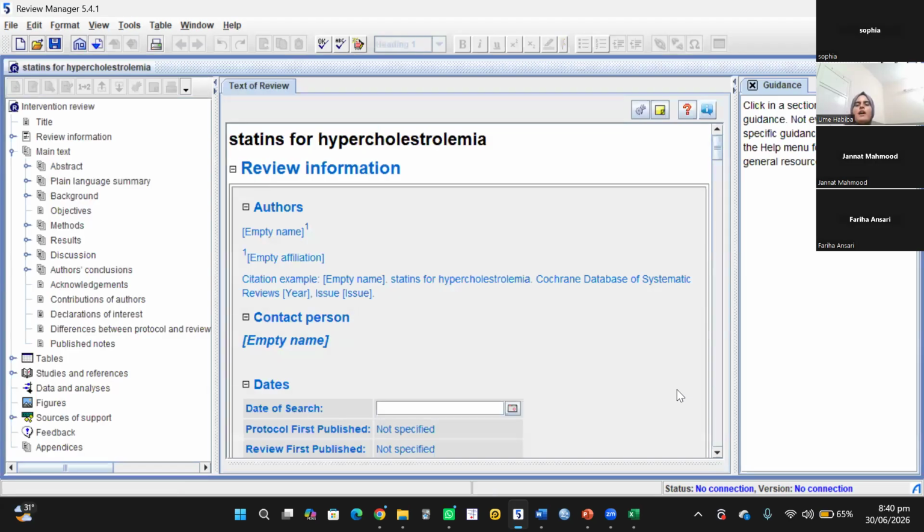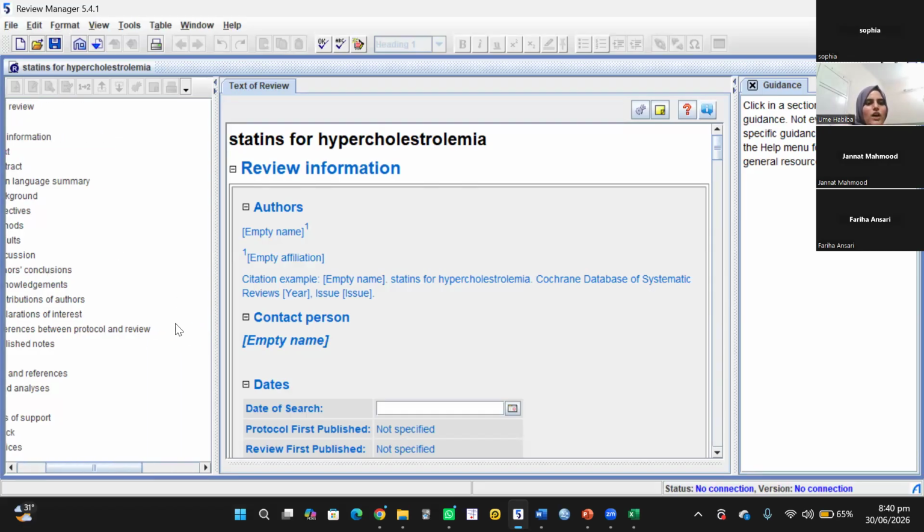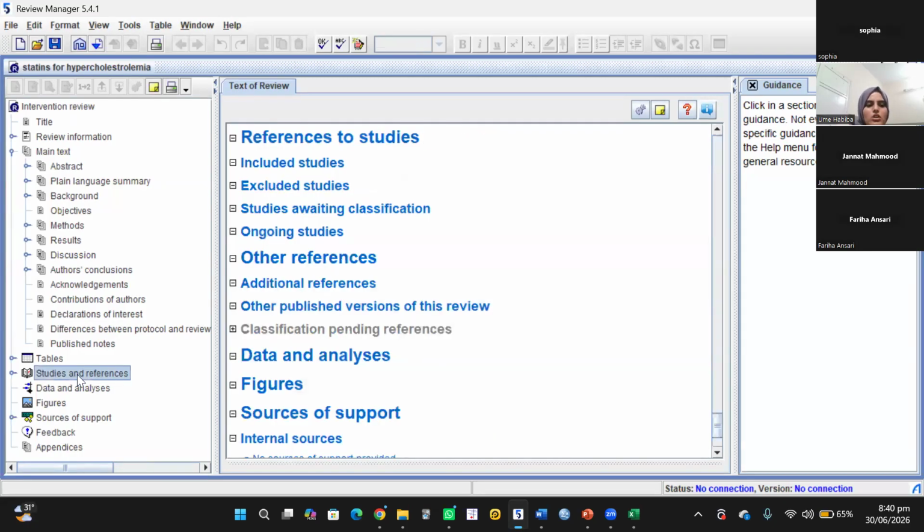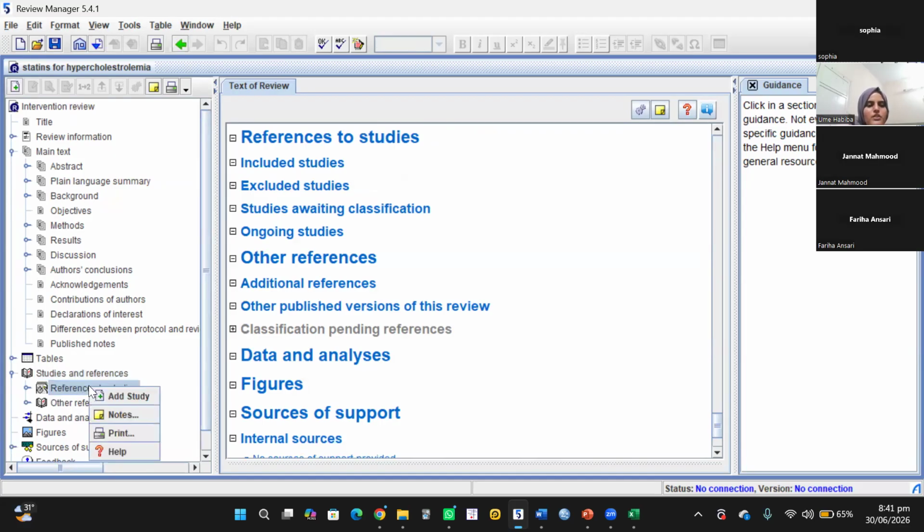Just like Ryan asked you some information before creating the review, Revman also asked you, and see, your review has been created. You have nothing to do with all of these headings. This is just headings of your manuscript, right? The thing that concerns us is you go to studies and references, left click it, and then go to references to studies and left click it. An option would come: add study.